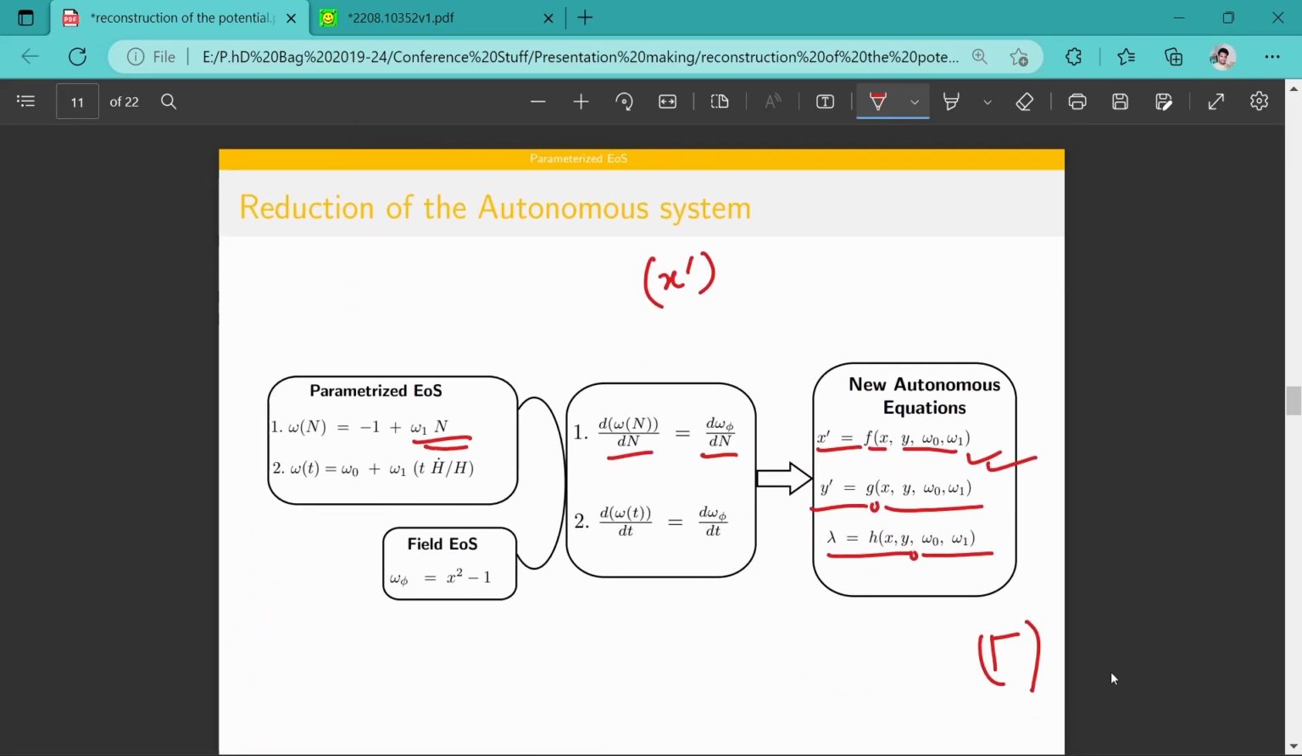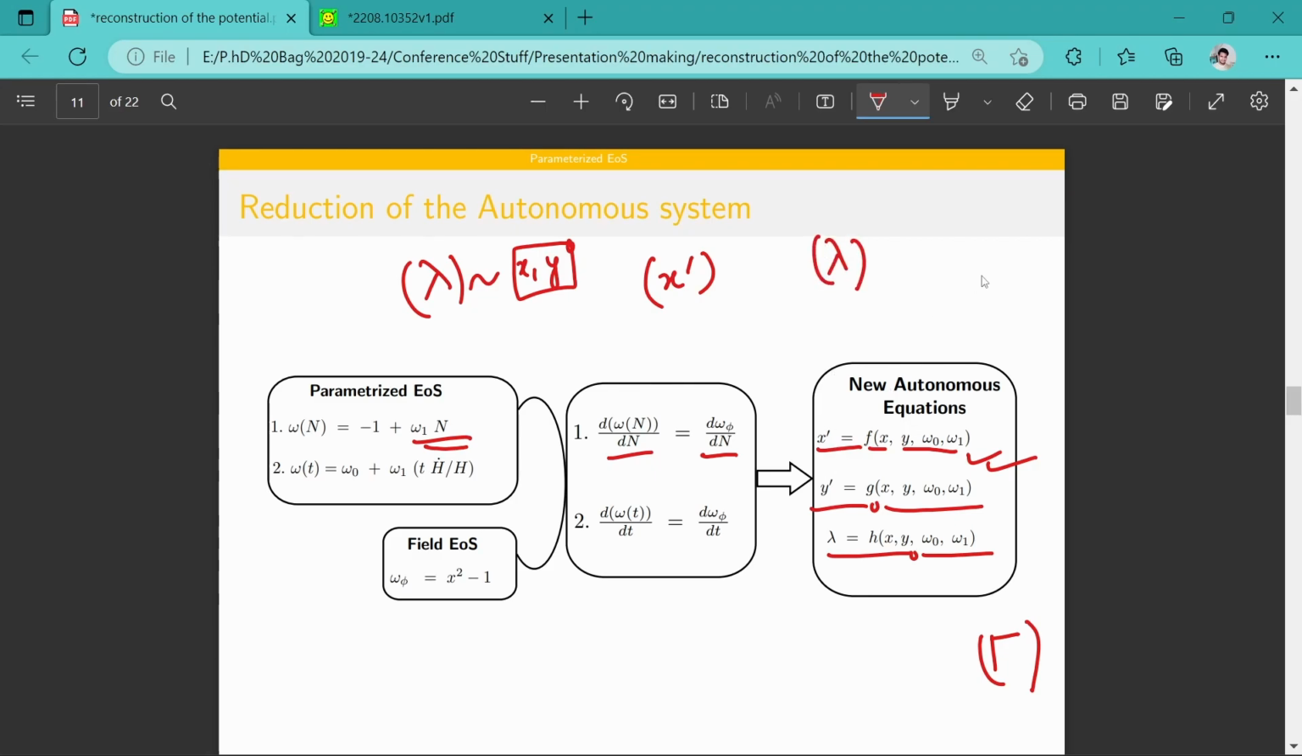Okay, so this is the very interesting thing. What we have done is that now we don't require lambda, because lambda is again represented in x and y. X prime and y prime are the new autonomous system. Everything is fine. So the dynamics of x and y are going to decide what the lambda could be.